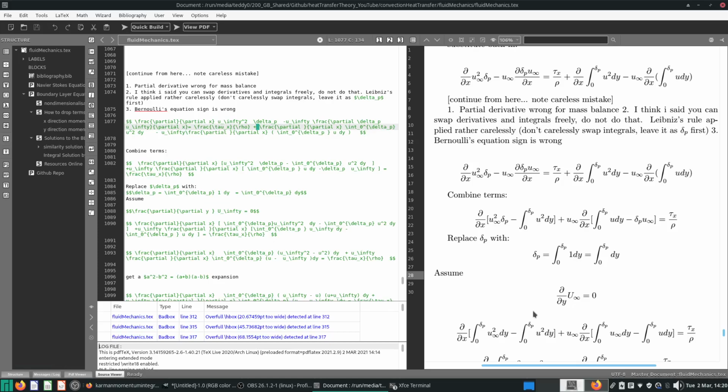All right. So that's a general thing. Just want to make sure I'm right on that note. So yeah, do not swap it carelessly. Look at Leibniz's rule, and that's how you should swap your integral and differential.